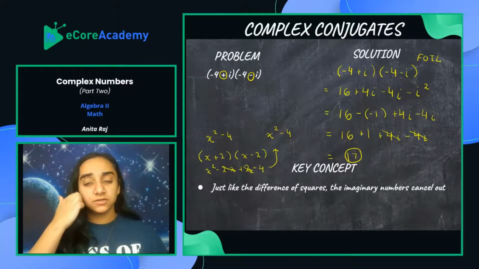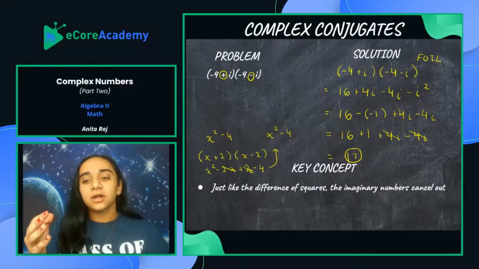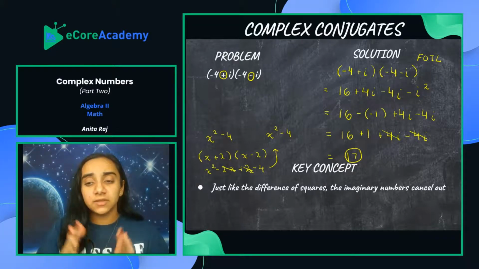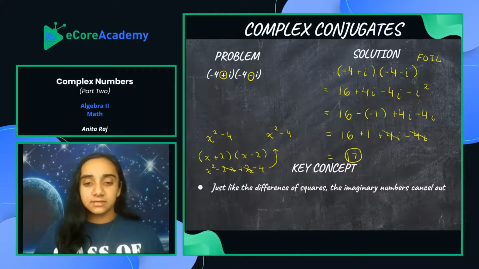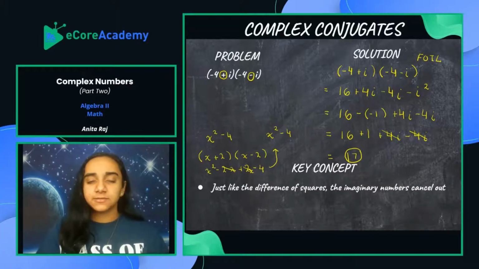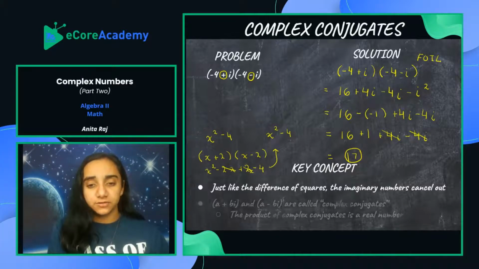So just like the difference of two squares, you can think of it that way. In complex conjugates, the imaginary numbers cancel out, just like the middle term, which is the 2x in this case. The middle terms, they will cancel out. So that's why I'm trying to draw the comparison, if you remember a difference of squares.